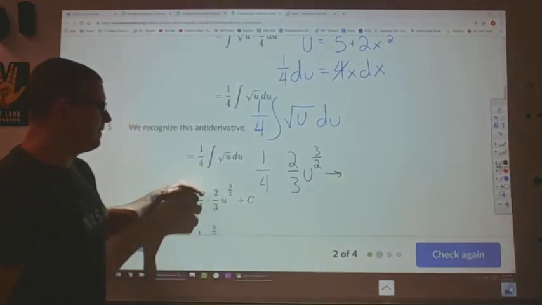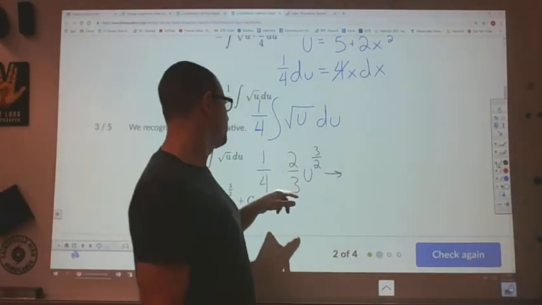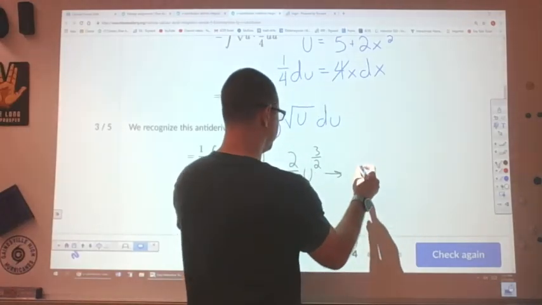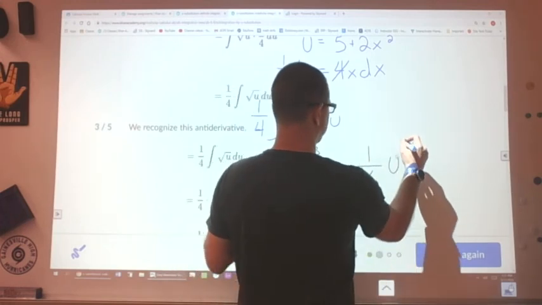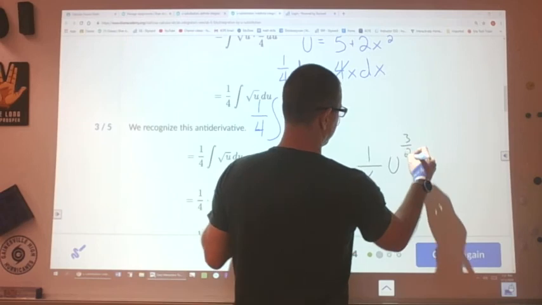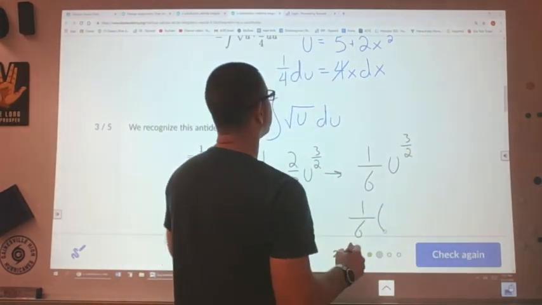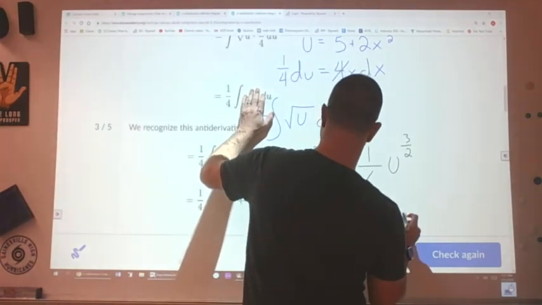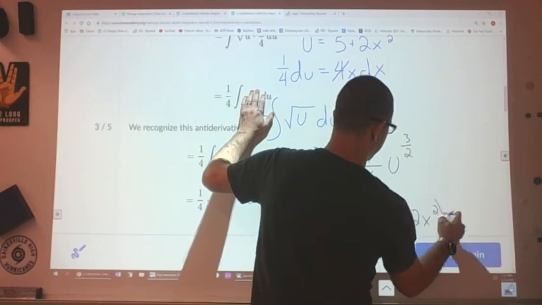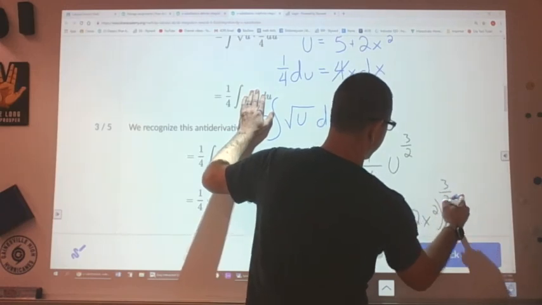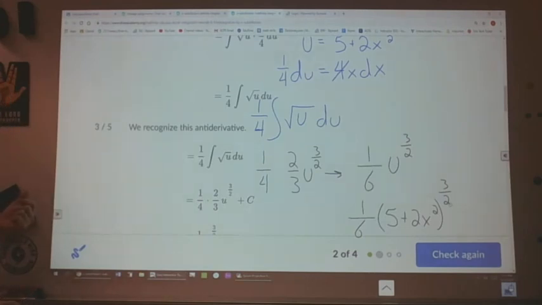So again, now that I've identified my mistake, I can go back and fix that. It's 2/12, so 1/6 u to the 3/2 power, which would be 1 over 6 times that 5 plus 2x squared to the 3/2 power.